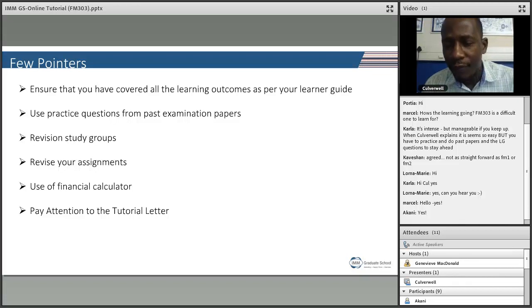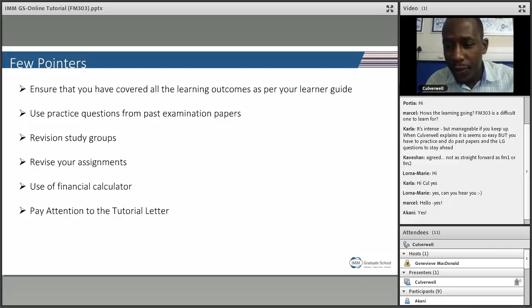Pay attention to the wording of the questions, and also on the guideline, the examiner often highlights important words that are required as you respond to some of these questions. So it is important to keep yourself abreast of the terminology that we use in financial management. So that is the issue of past examination papers from the e-learn.